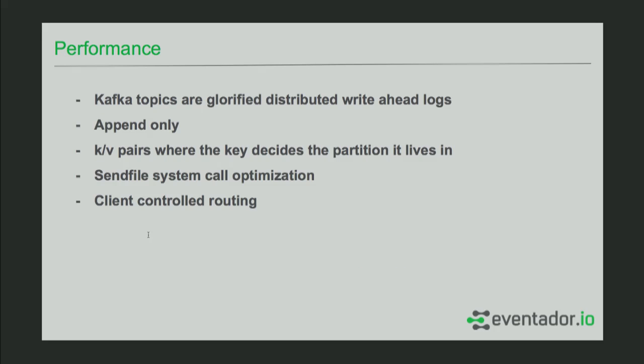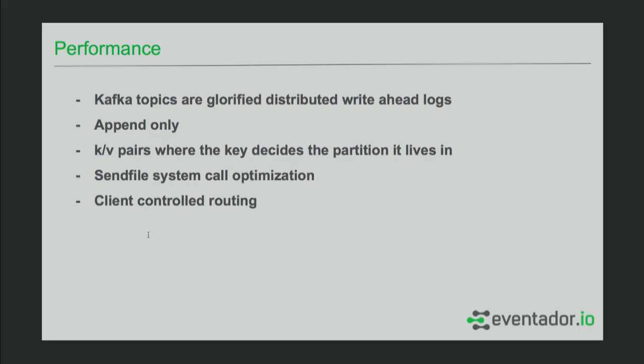All right, so where does the performance come from? Well, I think we've talked a little bit. It's append only. That's going to give it a huge boost right there. So essentially, Kafka topics are glorified distributed write-ahead logs. The real design aspect there is that it's distributed. Number one, it's a write-ahead log we talked about, and the system itself doesn't actually have to keep track of much metadata. That's one of the beautiful things about Apache Kafka: the consumers and the producers keep track of a lot of the information.